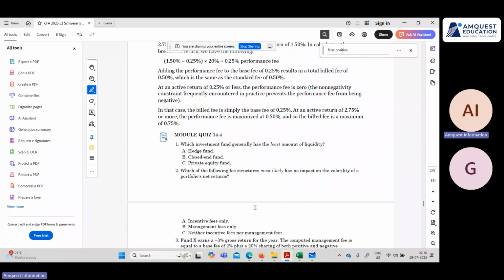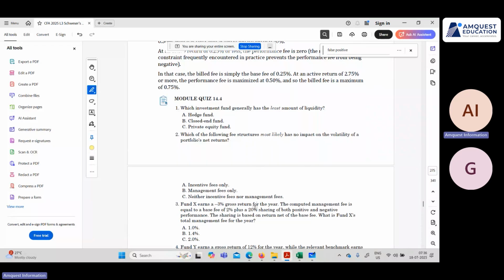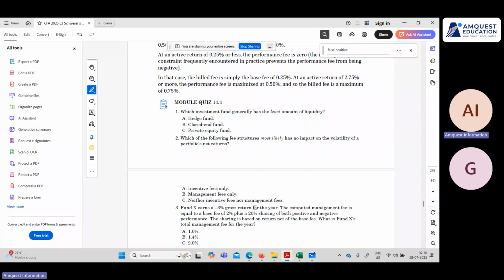Let's just quickly look at the first one. Which investment? Private equity. Which of the following fees has no impact on the volatility of a portfolio's net return? Management fees only. Okay, good. There are two questions, but let's just try only one. Fund X earns a 3% gross return for the year. The computed management fee is equal to a base fee of 2% plus 20% of the excess return.